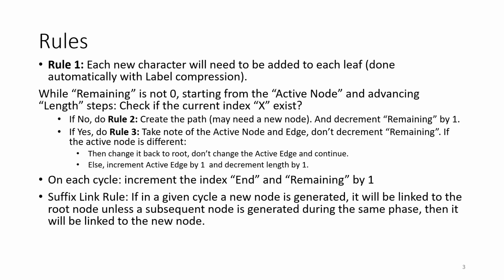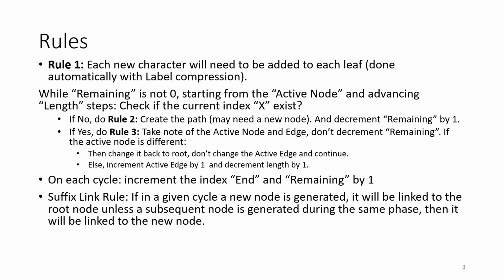Before we start, we have a couple of rules that we need to cover that we're going to keep using along the algorithm. Rule 1 says each new character will need to be added to each leaf. We actually don't need to worry about this rule because we have a special trick called label compression that will be doing this automatically for us. So it's good to know it, but it's going to be done automatically, so don't worry about it.